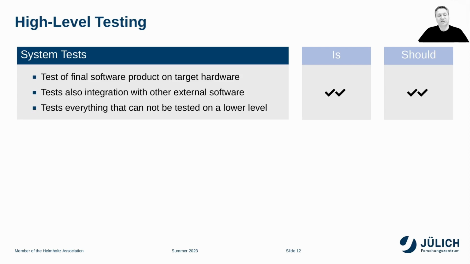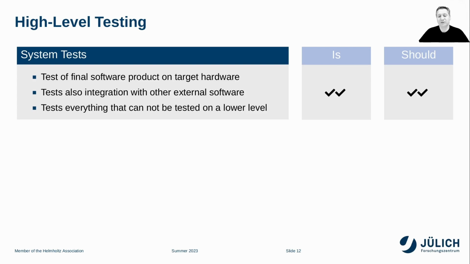On the higher level, it looks a little bit different. We do have system tests, and this is what most people do. You have a final software product, and obviously you know your input data, you know your output data, and most of the people test that because they want to make sure the simulation they're running does work on a specific hardware, and a lot of tests are available at this point. System tests also include integration with other external software, so you could use libraries you depend on and test your full product. System tests should be performed for everything that couldn't be tested on a lower level.